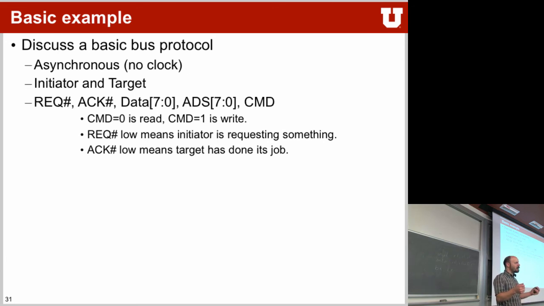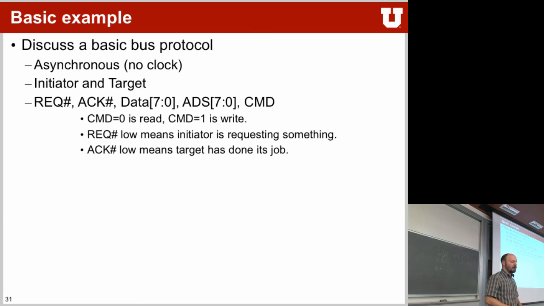Other lines are unidirectional. They go from, for example, a master to a slave only. So in our case, let's assume you have a request line, an acknowledge line. We have 8 bits of data, 8 bits of address, and another bit for a command. So in total, we have 19 wires that go through our bus.